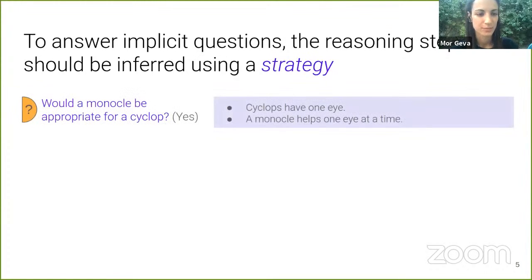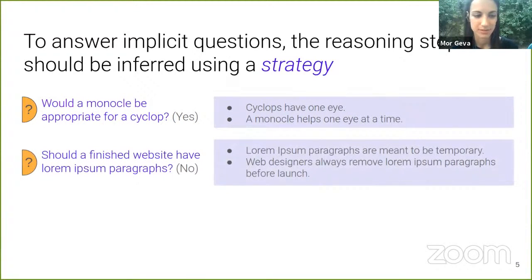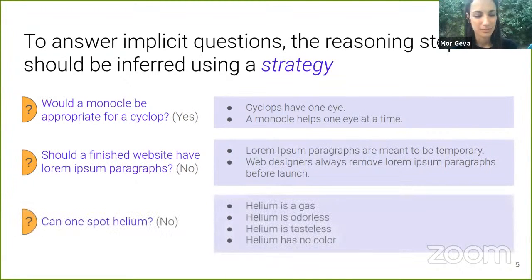So here's the first one. Would a monocle be appropriate for a cyclops? Should a finished website have lorem ipsum paragraphs? And this one is actually my favorite. Can one spot helium? Let's take the last one, for example. If I would ask you to answer this question using Google, let's say you don't know the answer, you would probably use your knowledge that in order to spot something, in order to spot helium, you should be able to sense it with at least one of your human senses. So the reasoning process here is quite complex, while the question is very natural and simple. It just requires implicit knowledge.